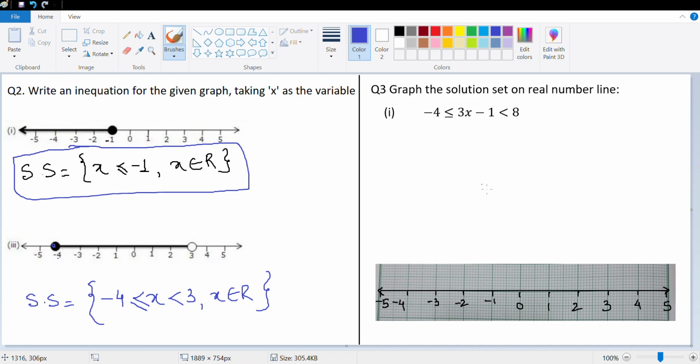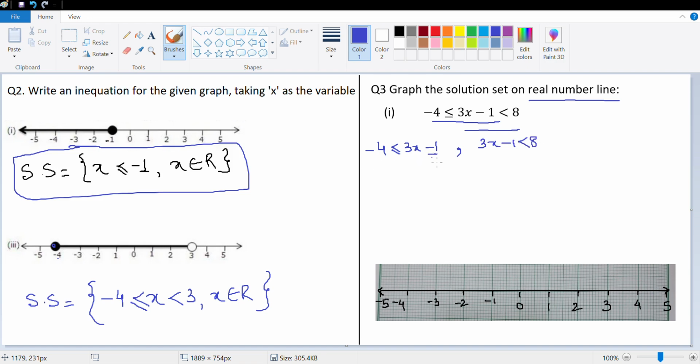Question number 3 says, for the following inequations, graph the solution set on a real number line. Again, I'll repeat, do not get confused by real number line. It's the normal number line that we've been using forever. So let's break this up into two parts. I have my first, which is negative 4 less than or equal to 3x minus 1, and the next one is 3x minus 1 is less than 8.